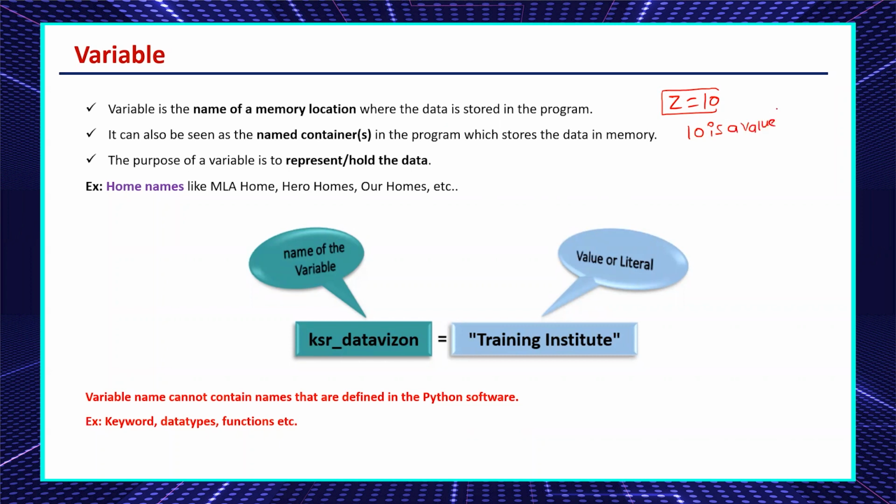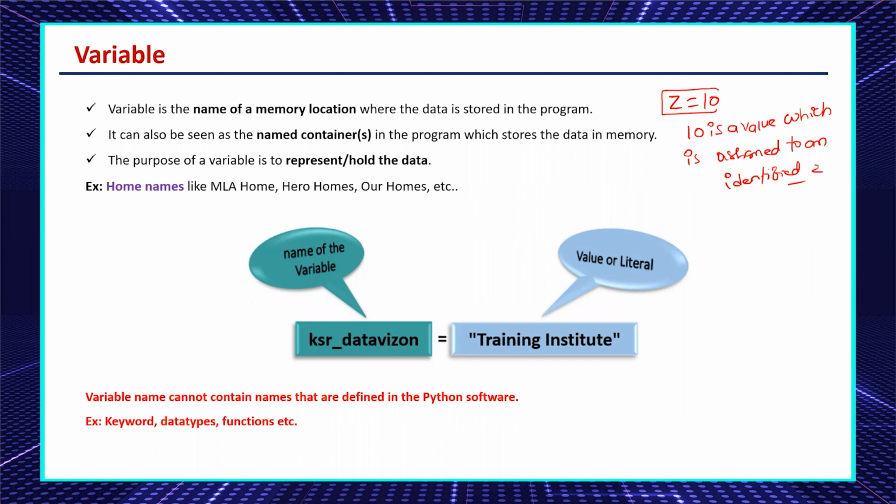10 is a value which is assigned to an identifier Z. That's what we discussed, right, everyone? But Z is equal to 10, where does it store? It should be stored somewhere, right? Python also should store it somewhere. Temporarily, since we are not using any database, by default it stores in the RAM.